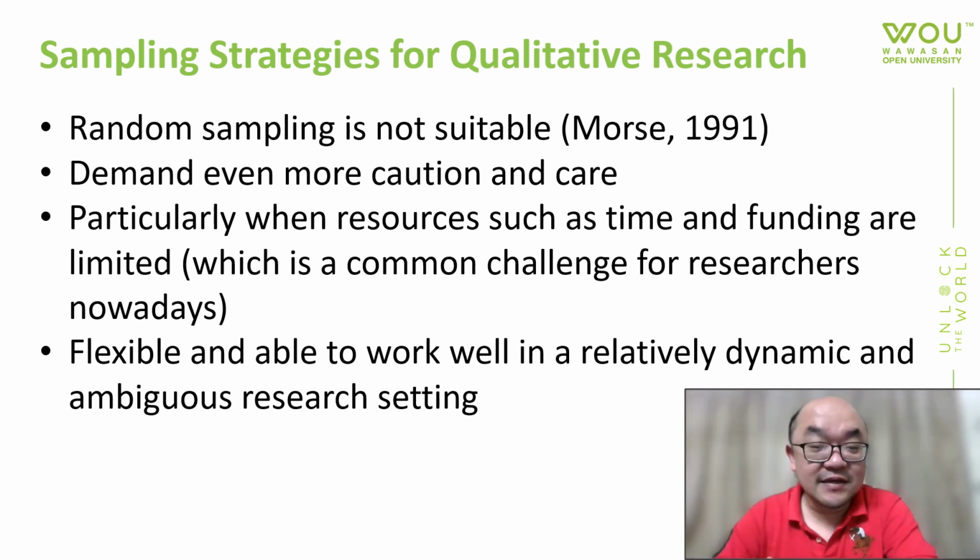Yeah, okay. So that's why sampling in qualitative research actually demands more caution and care. You actually remember all the criteria required in order for someone to be a good informant. This is particularly an issue when there is a lack of resources, time or funding, etc., which is generally a challenge for all researchers nowadays. That's why you do want to bear this in mind.